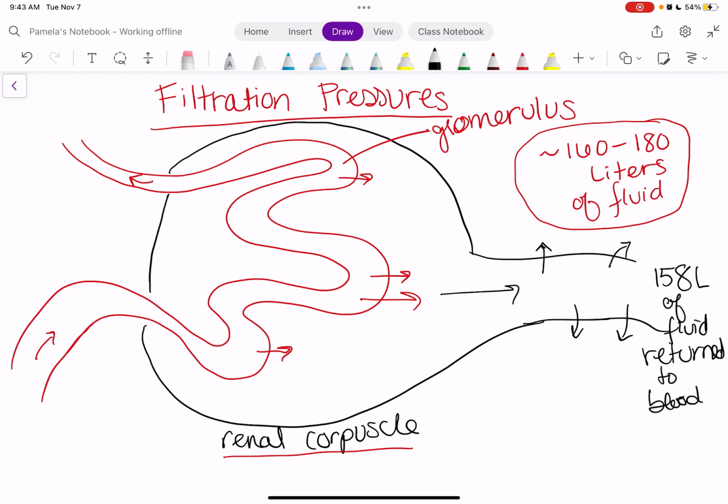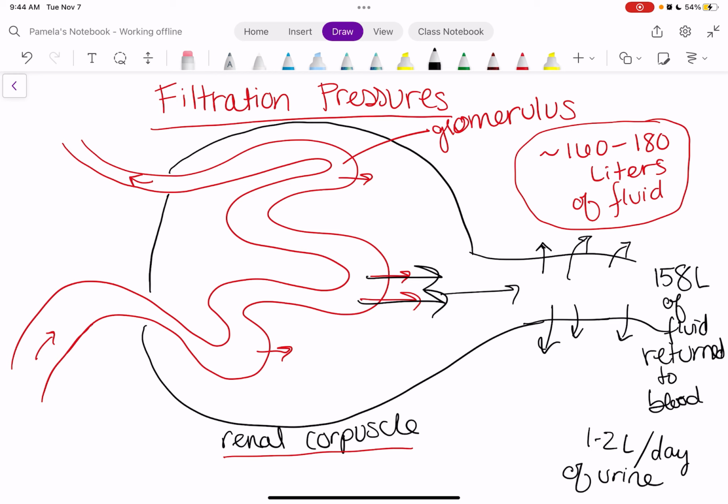And so we only end up urinating about 1 to 2 liters per day of urine is made. Okay. And so what this means is that over 99% of the fluid that gets filtered here is going to be reabsorbed back into our bloodstream and taken back into our body.